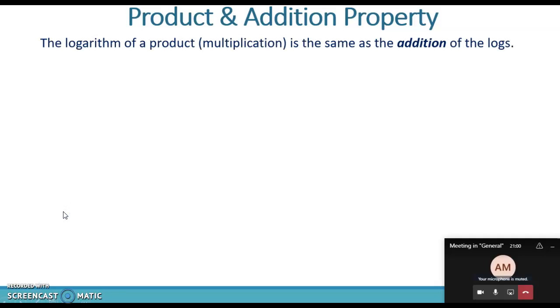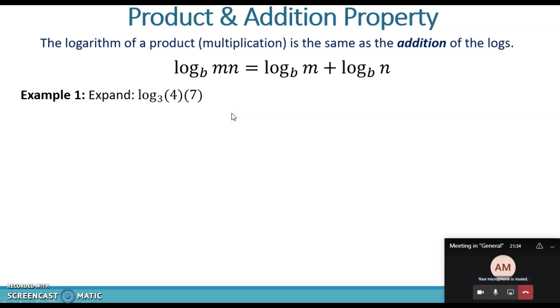Now, the addition property. I always think about addition and multiplication going hand in hand. So if you have a logarithm and two arguments right here that are being multiplied, then you can split those up and say log base b of the first one plus log base b of the second one. You can also go the other way around. If it's split up like this with the plus, you can go backwards as well.